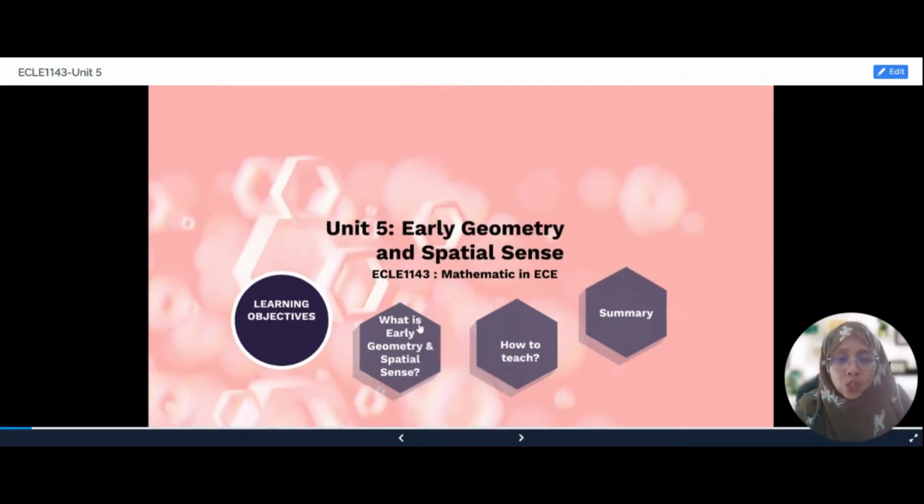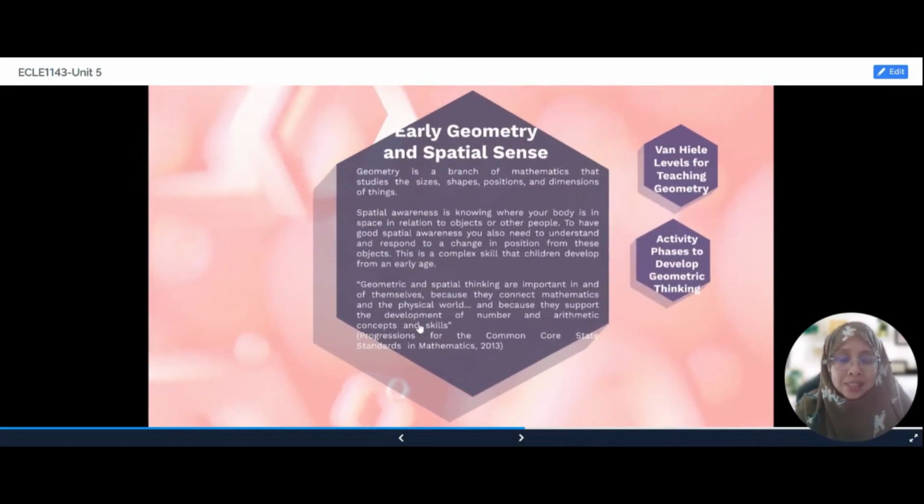What is early geometry and spatial sense? Okay, as we know, early geometry is related to shapes, and it is a branch of mathematics that studies the size, shapes, positions, and dimensions of things. And spatial awareness is the awareness of the location or the position of things. And to have good spatial awareness, you need to understand and respond to a change in position of this object.